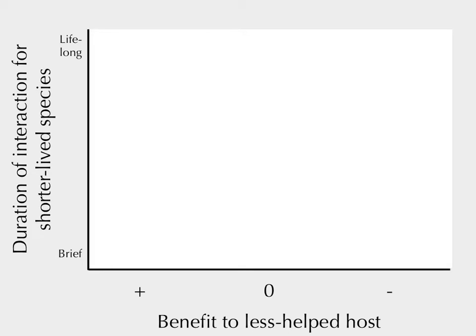So from brief to lifelong, it gets more symbiosis-y if it gets to lifelong, but even short ones can do symbiosis sometimes. Okay, and so what we're going to do is go through a series of examples and plot them on this graph. And one other thing to note: is anything going to be exactly 0? No, right? So it's not going to be exactly 0. It might be negative.